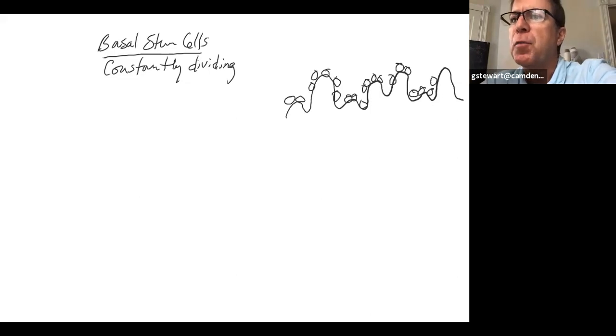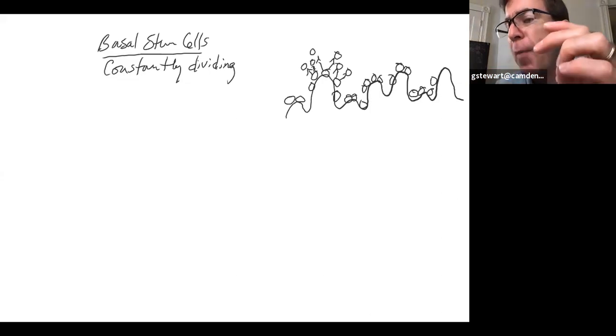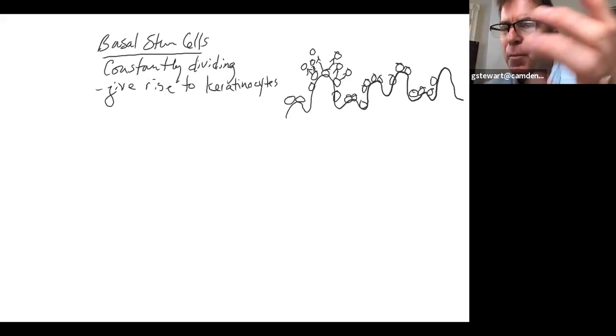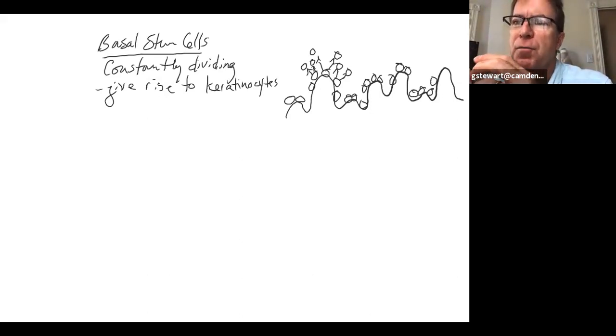So what I do when I draw this picture on a real board, when we're in person, is I do this. I just draw arrows. So these cells are constantly producing new cells all the time. They're called daughter cells. Okay, that's where our new skin cells come from. Our new epidermal skin cells come from there. So they're constantly dividing, and they give rise to keratinocytes. They themselves, the basal stem cells, are considered keratinocytes, but they're like mother cells, mother stem cells.